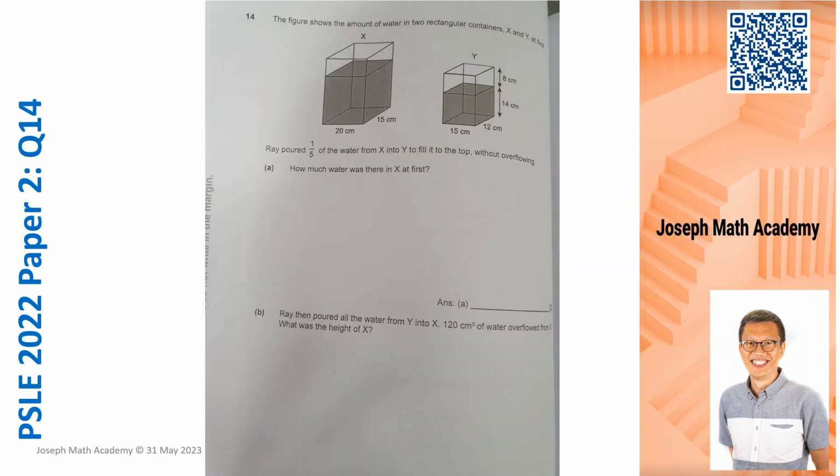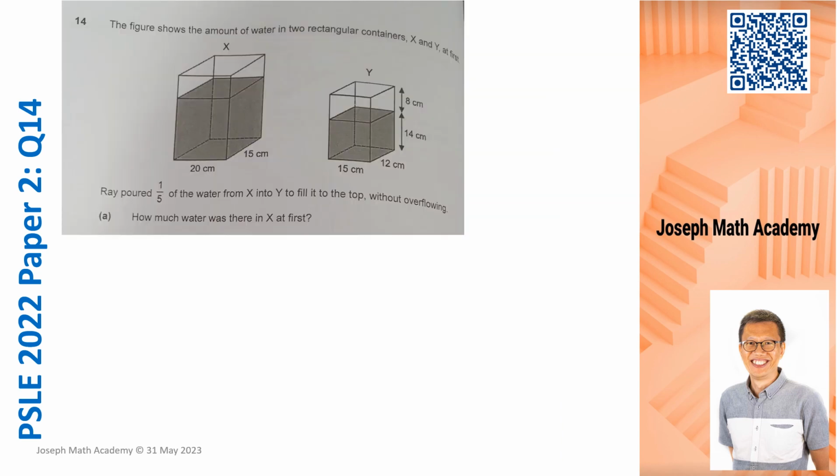This is question 14. It is a volume question. Let's begin. The figure shows the amount of water in the two rectangular containers X and Y at first. So at first, it is as shown in the figure. Ray poured 1/5 of the water from X into Y to fill it to the top without overflowing. This particular information is very important. I've already highlighted the information.